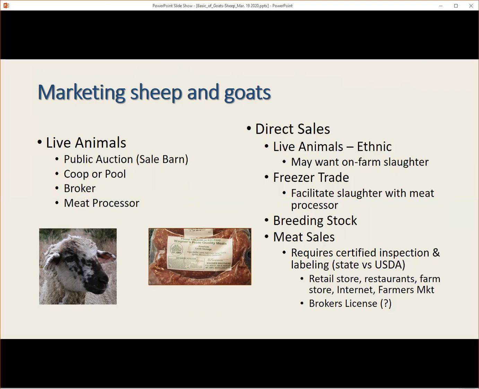State inspected meat can be sold anywhere within the state of Illinois. If you're going to be wanting to sell outside the state of Illinois, it must be USDA inspected. And you'll need that for retail stores, restaurants, farm store, internet, farmers market, all those types of things. Do we need a broker's license? Well, in Illinois, we need a meat broker's license if we sell wholesale. So in other words, if we sell to anyone besides an individual or a single household.